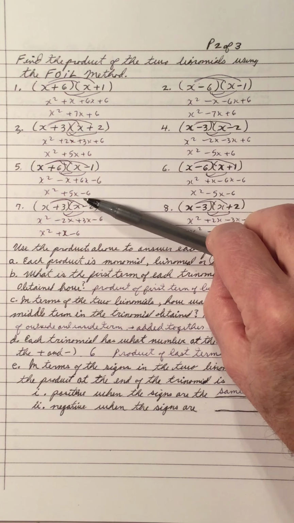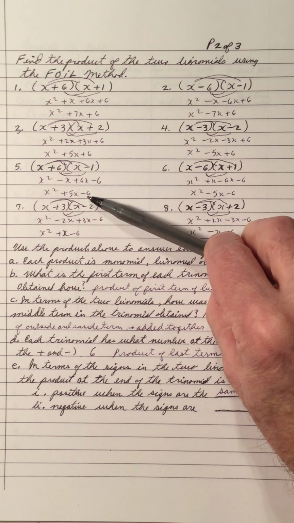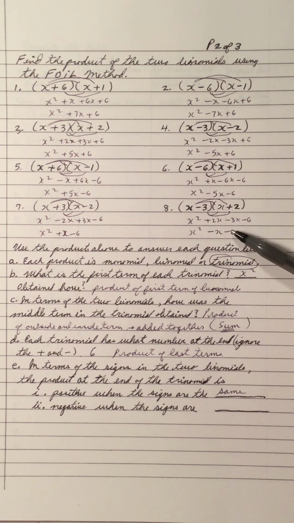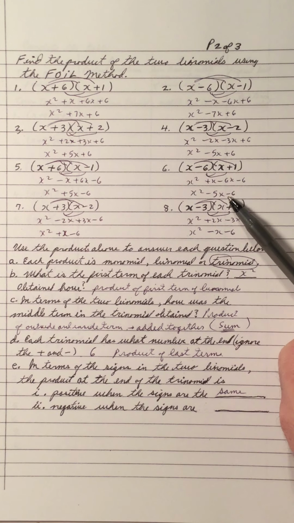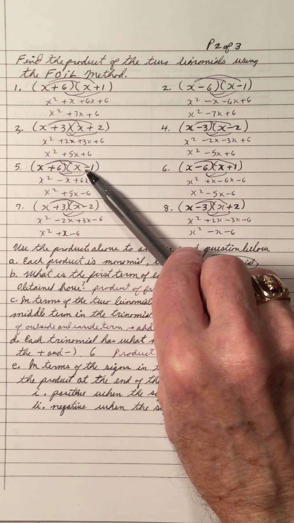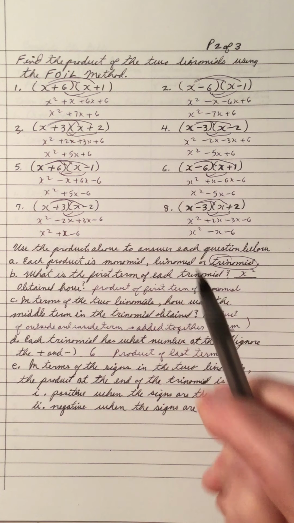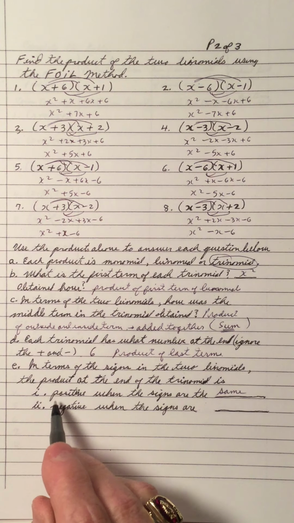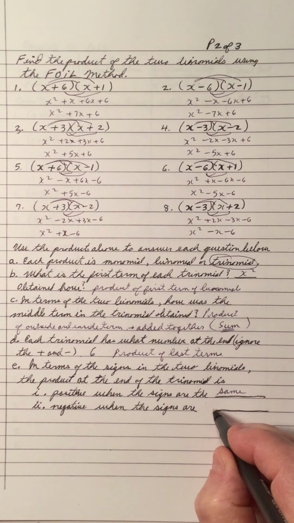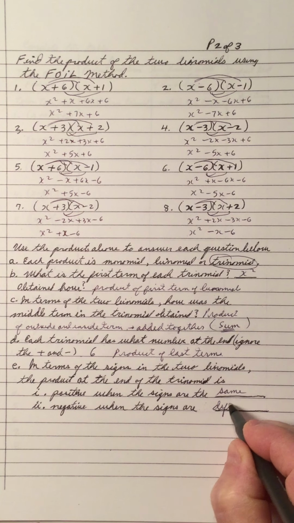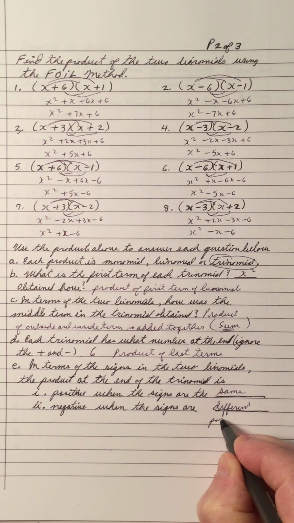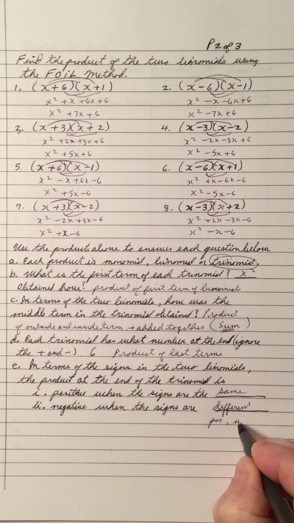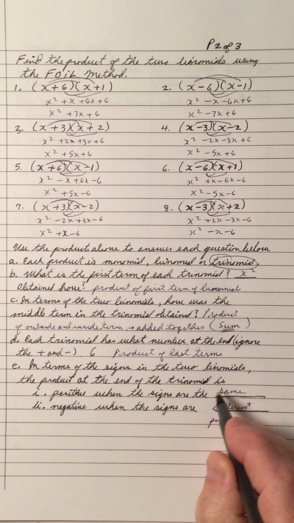And when are they negative? So this product is negative 6, negative 6, negative 6, negative 6. When is the product negative? When I multiply the last terms, I get a negative times a positive is a negative, or a positive times a negative is a negative. So the product is negative when the signs are different. What we mean by different is that one is positive and the other one is negative. So the two signs are not the same.